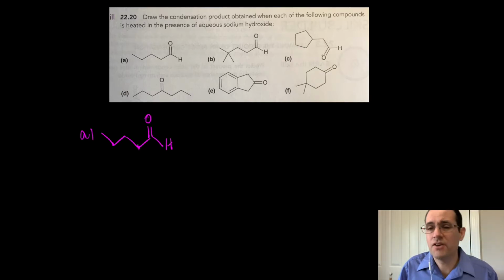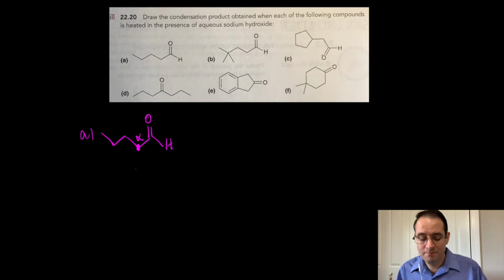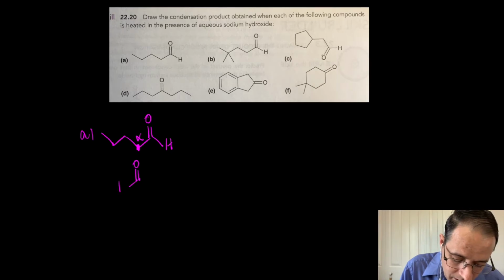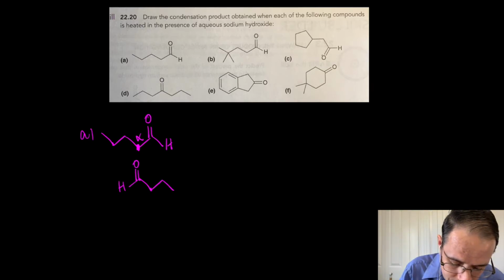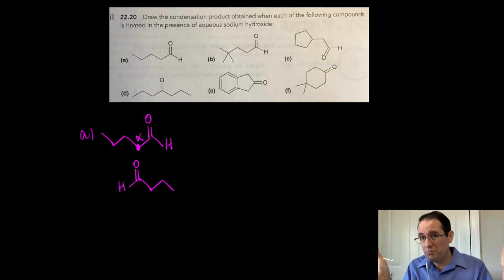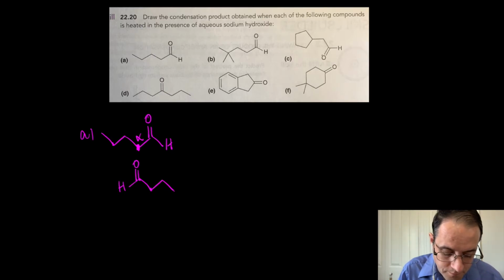Here's my starting aldehyde, and I'm going to dot the alpha carbon there. And then I'm going to take my other aldehyde and flip it around. I flip it around because I know the big groups are going to be on opposite sides of the alkene to relieve steric strain. And I believe that's the right number of carbons.